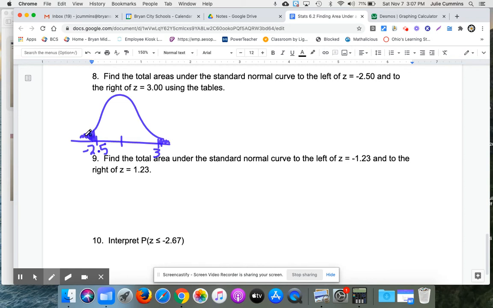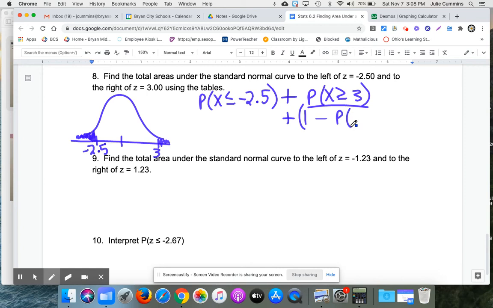So for this first part, we can look that up on the table. We're just looking for everything to the left of negative 2.5. And then we also need everything to the right of 3. Now, the table only does to the left of. So to do this portion, we're going to have to do 1 minus the area to the left of that. And then this one we can look up exactly how it is. Okay, I missed a parenthesis there. There we go. Now we're going to pop over to the table.